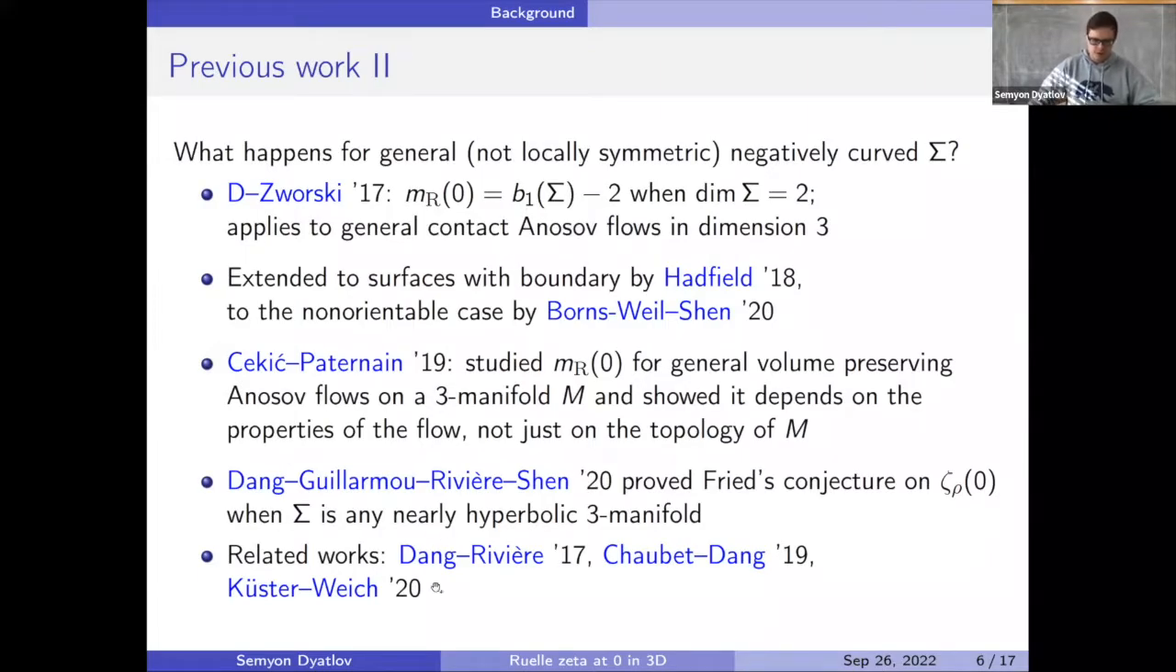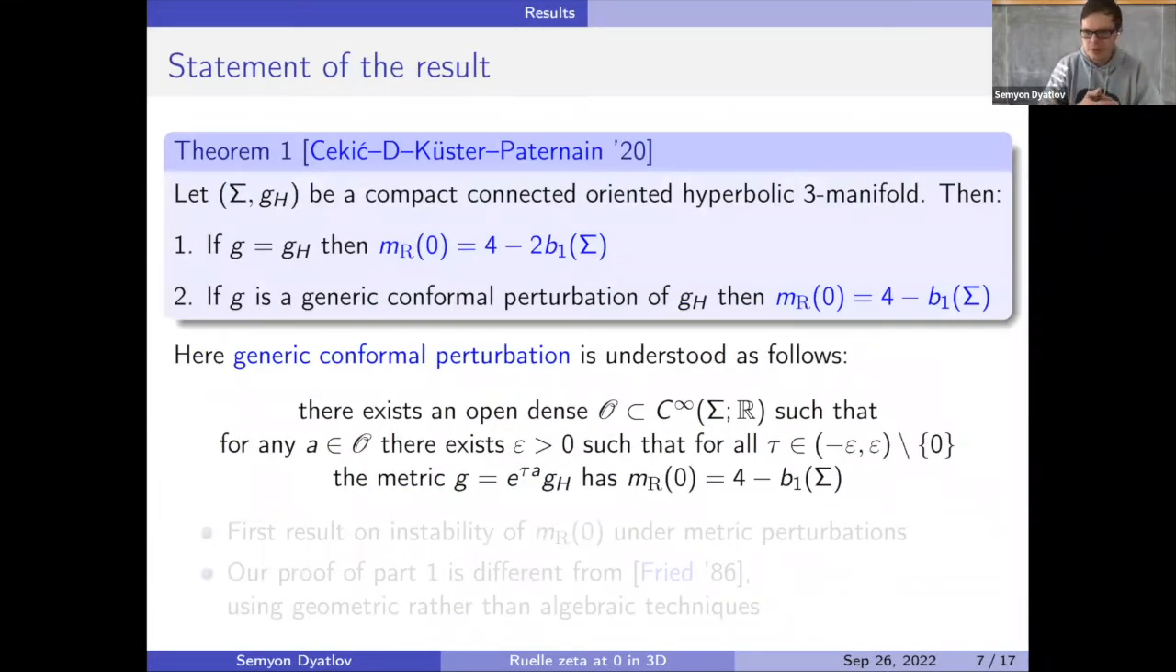And there are a few more related works which are a little bit harder to describe the results without introducing a bit more. So I'll just list it. All right, well, so here's our result as advertised before.